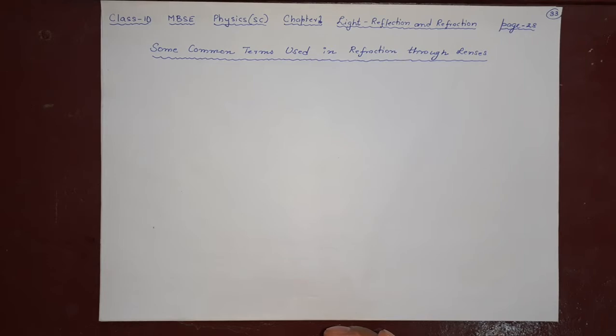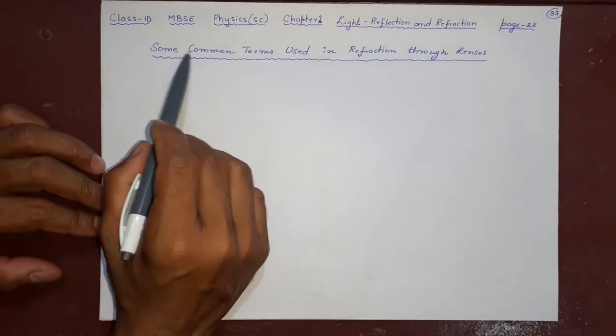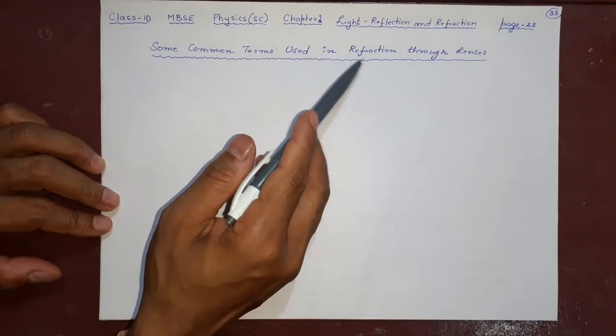Today we are going to do class 10 MBSc Physics chapter 1. The chapter is light, reflection and refraction. Page number in your textbook will be 28 onwards. The topic that we are going to do today is some common terms used in refraction through lenses.